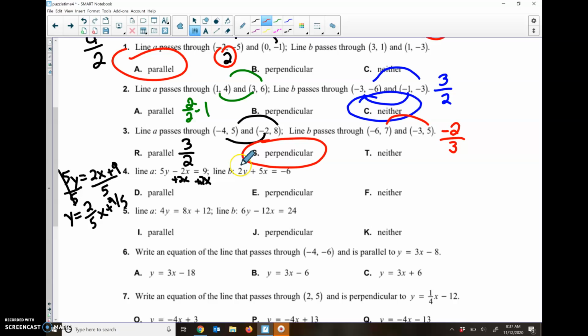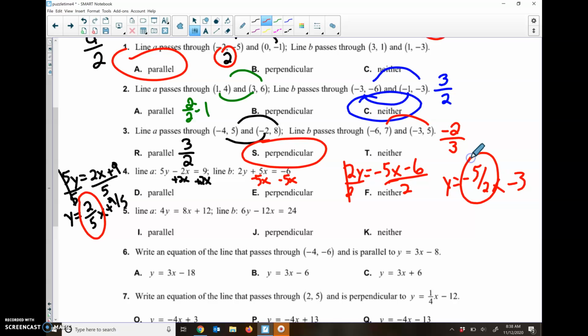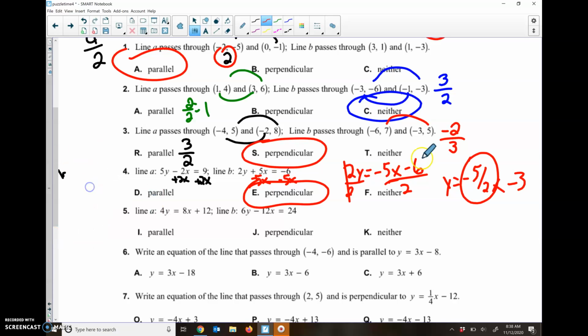And then for line B, I'm going to subtract 5x from each side. So I get 2y equals -5x minus 6. Divide each side by 2. So y equals -5/2 x minus 3. So my two slopes are positive 2/5 and -5/2. Those are opposite reciprocals, so another one that's going to be perpendicular there. They're exact opposites. Okay, now I got to erase that to make some room for number 5.